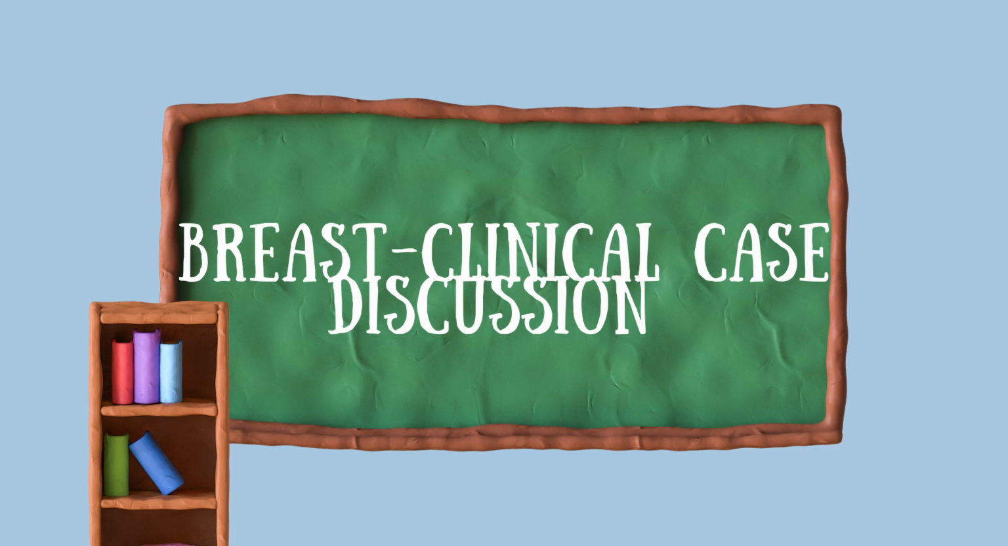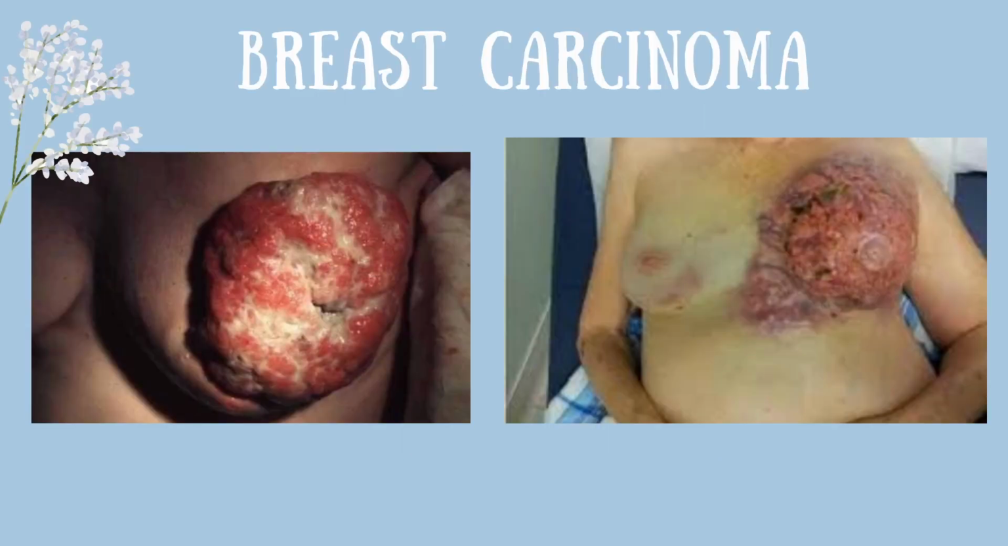So today we are going to discuss breast carcinoma, a clinical case discussion. This is a very important long case in practical examinations. So let's discuss this. In this first slide you can see the picture of breast carcinoma. On the patient's left breast you can see a fungating growth. You can easily appreciate it. This is an example of breast carcinoma.